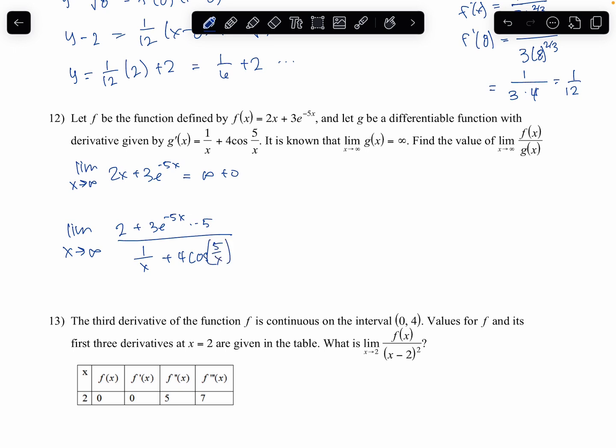Okay, and then let's evaluate the limit here. So the limit as x approaches infinity of 2 is going to be 2, but for this part, it's going to be 0. So it's going to be equal to 2 plus 0 over 0, because as x approaches infinity there, again, you're going to get 0. And then the limit as x approaches infinity of 5 over x is going to be 0, so that's going to be 4 plus cosine of 0, which is going to be equal to 2 over 4, and cosine of 0 is 1, so it's going to be equal to 1/2.